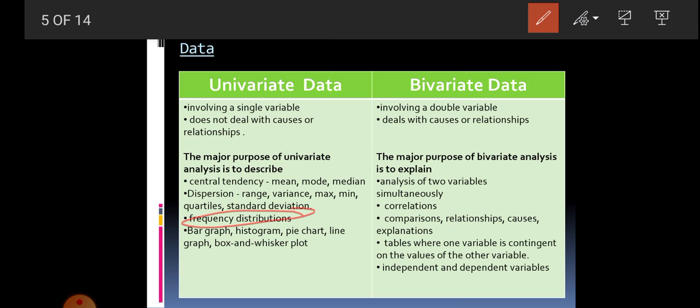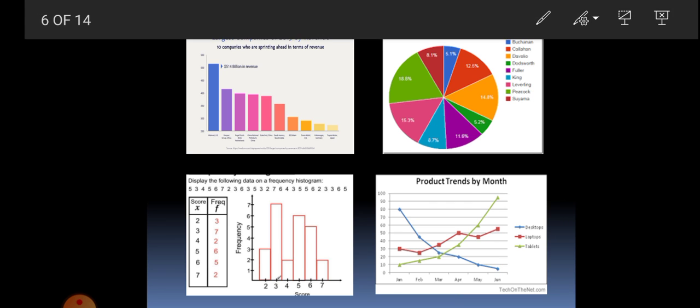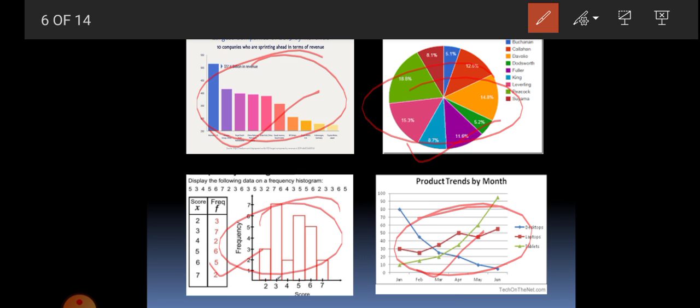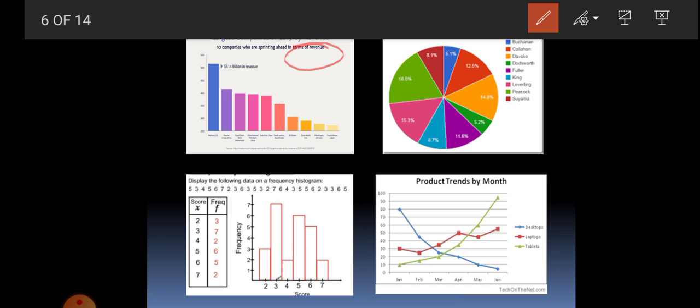Frequency distribution, I have also explained with the help of these graphs: this one is known as bar graph, this one is pie chart, this one is histogram, and this is line graph. All these kinds of graphs need univariate data. Here it is 10 companies who are sprinting ahead in terms of revenue. So revenue is the only variable. This company has this much revenue, that company has that much. So the variable is revenue, how much revenue each company has. One variable, revenue, can be represented with the help of a bar graph.